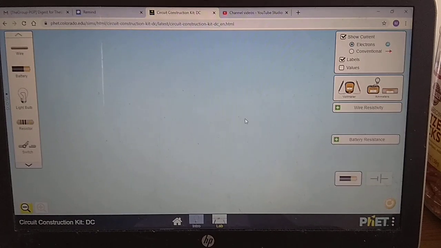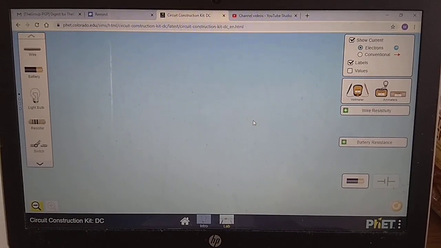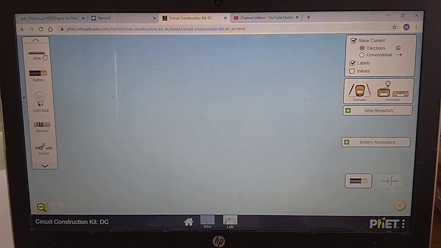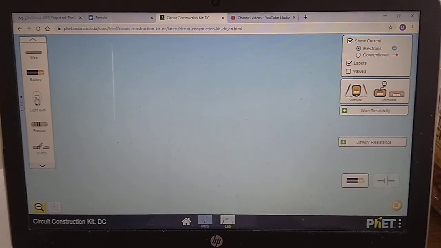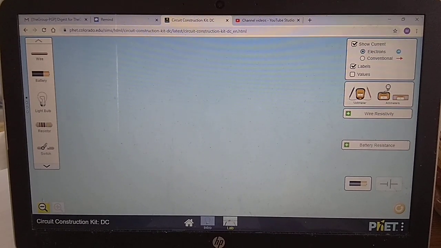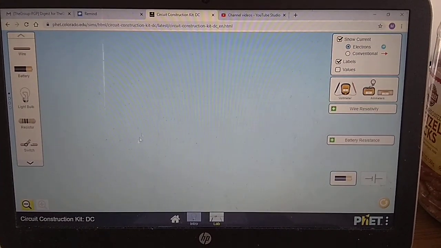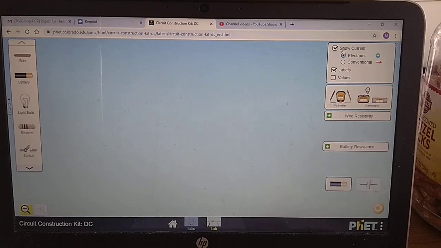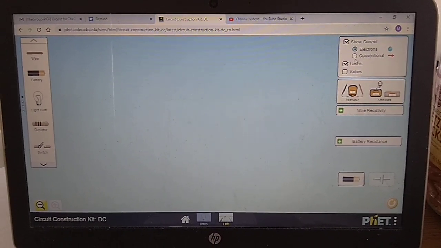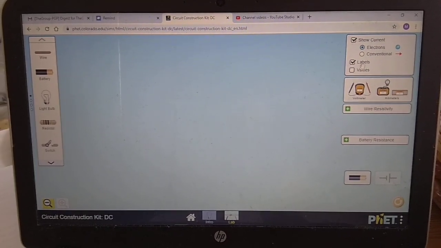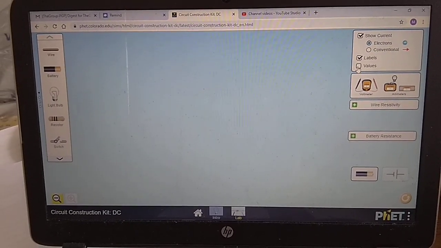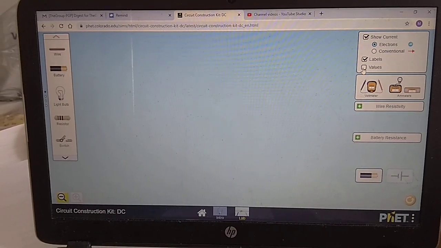And what it does is it basically just gives you a sandbox. This is called a sandbox. Over here on the left are lots and lots of different things that you can put into circuits: wire, battery, light bulb, resistor. We're pretty much just going to stick with these four. You can zoom in and zoom out down here. On the right-hand side, it says show current, so we can actually pretend to see the current going around, electrons or conventional current. I'll show you both of those. Labels for what all the things are, and also the values. I'll turn on values later on, but we don't really need them right now.